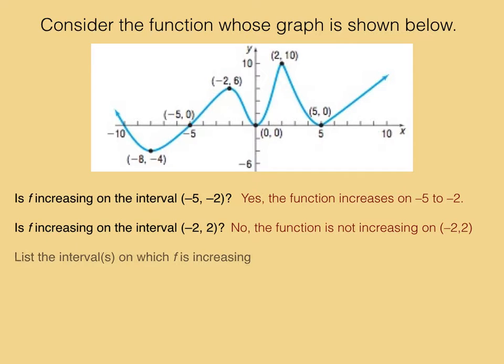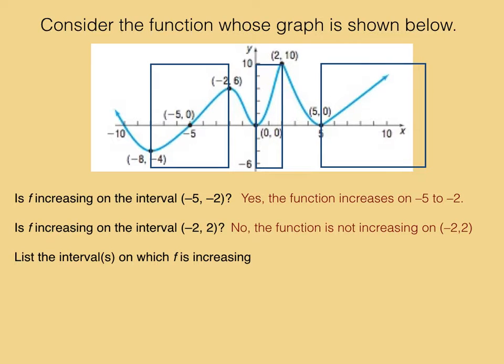List the intervals on which the function is increasing. So this is where I'm going to take a look at what point, as I'm reading from left to right, do I notice that the curve is increasing. There are 3 intervals that I can describe using specific notation. The first interval is from the x value of -8 to the x value of -2, then from 0 to 2, and then finally x is greater than 5.